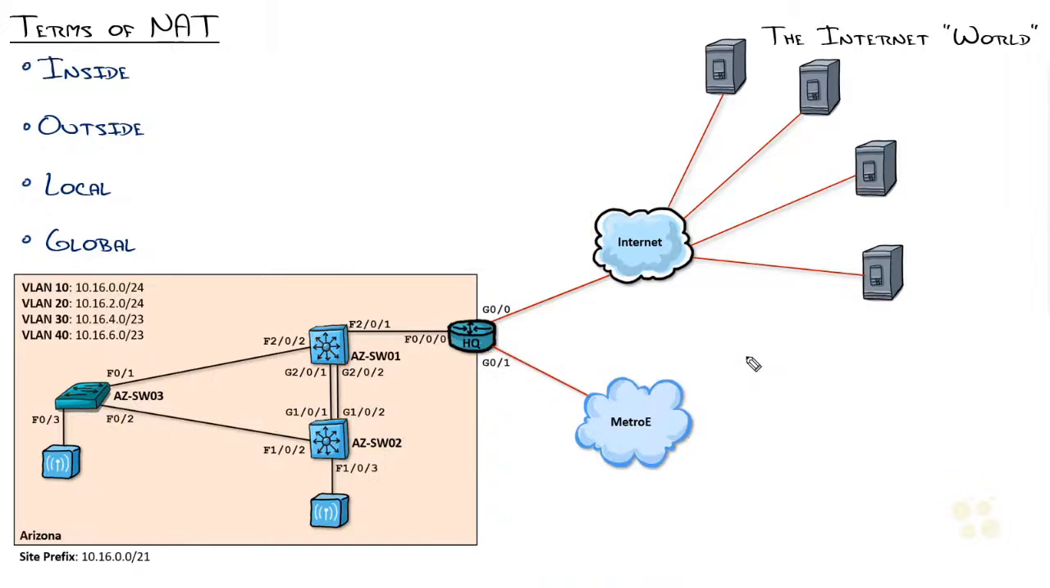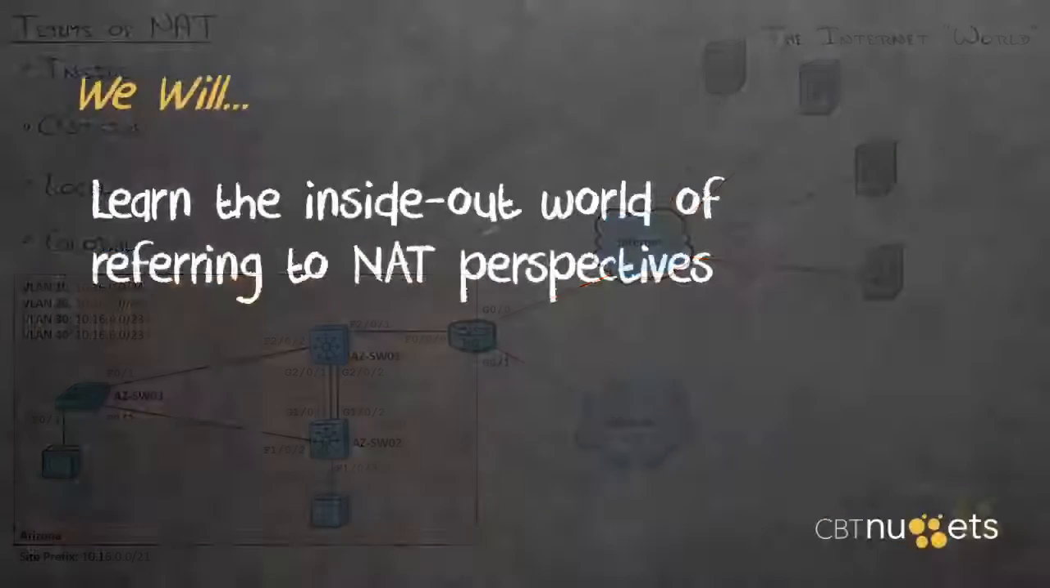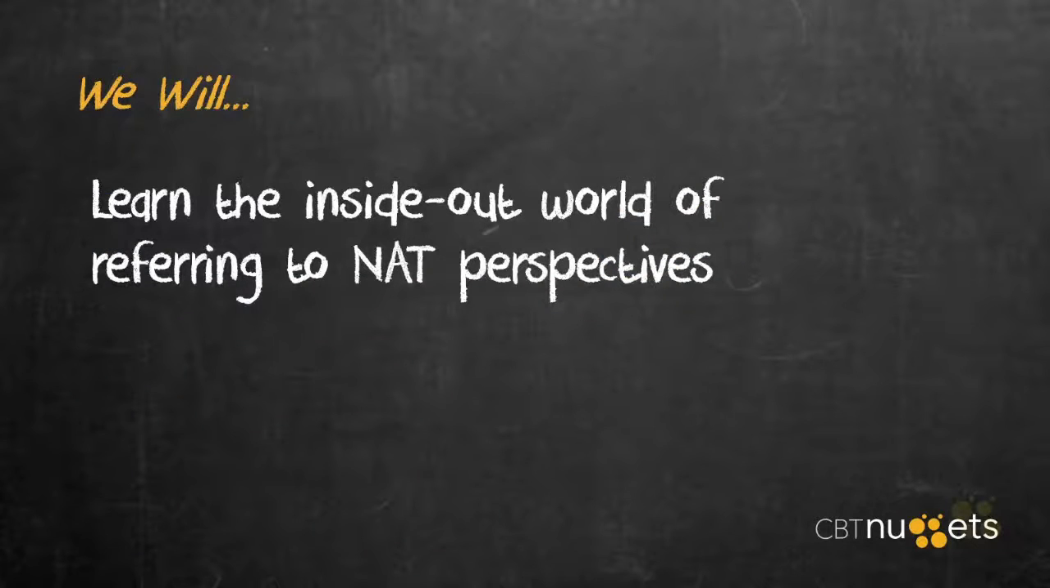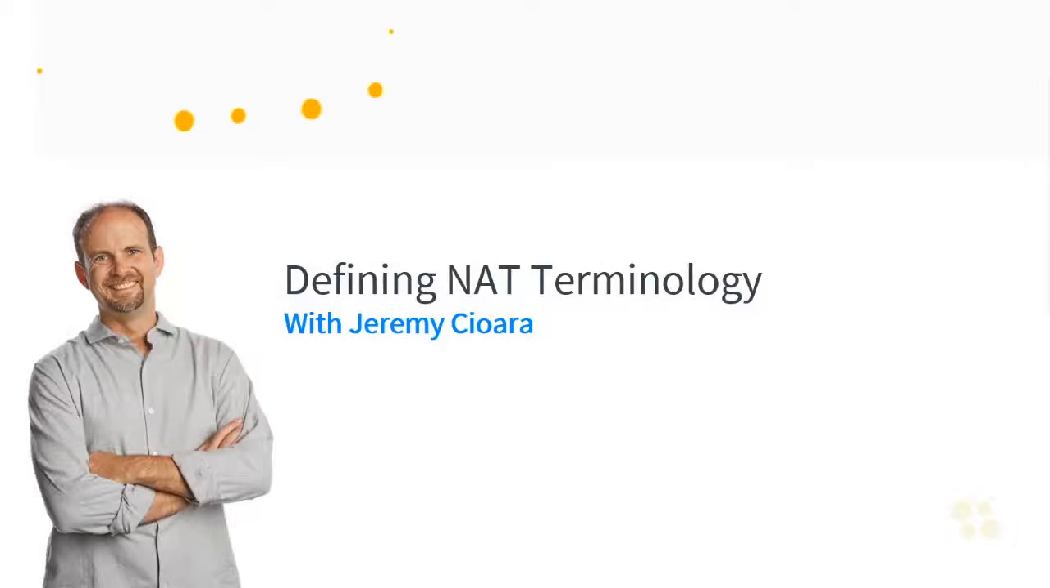I'm going to wipe this. Those are the terms that we use to describe the various places of NAT translations and what the address is at different points in the network. We're going to use that in the next video when we get into the configuration. For now, we've learned the inside-out world of referring to NAT perspectives. I hope this has been informative for you, and I'd like to thank you for viewing.